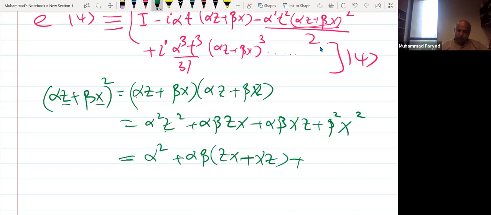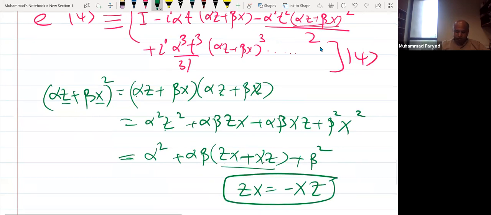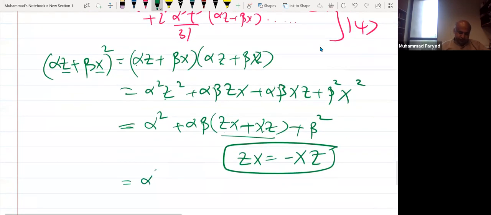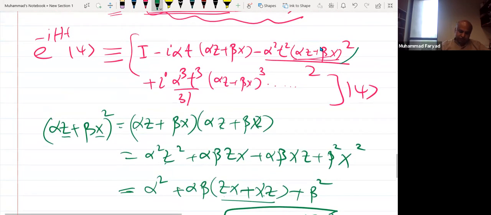So x square is also identity. So this is beta square. Now let's see this. You can work it out through the matrix multiplication, and you will see that zx is actually equal to minus xz, which means that the sum is 0. So I'm just left with alpha square plus beta square, but alpha square plus beta square is already 1. So this term, fortunately, is just 1.